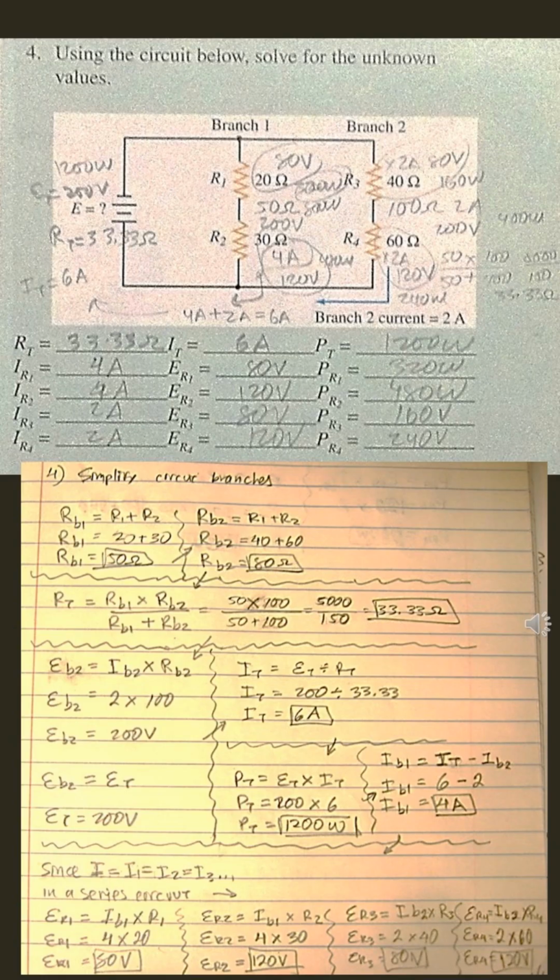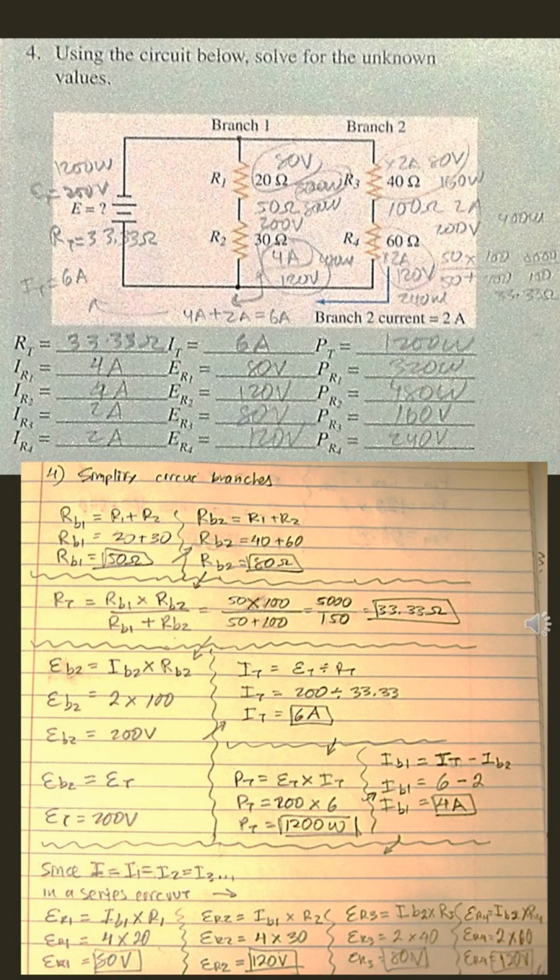Moving on to the next step, our resistance total. We now have a purely parallel circuit, and we can find our resistance total using our product over the sum formula for resistance. So RB1, which is our resistance at branch 1, times RB2, resistance at branch 2, divided by RB1 plus RB2. That is the formula we're going to use. So it's 50 times 100 divided by 50 plus 100, which is 5,000 divided by 150, or 33.33 ohms.